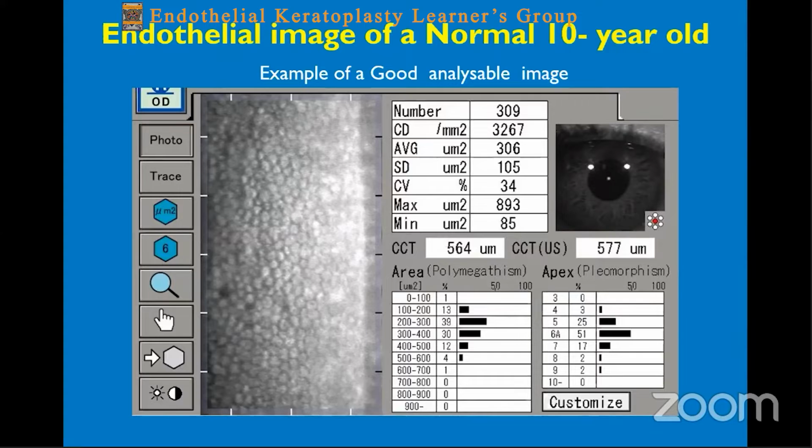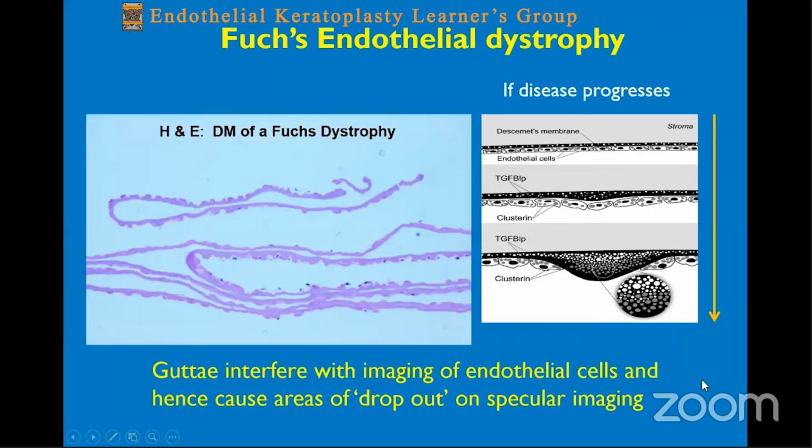This is one example of a good analyzable image of a 10-year-old. You can see that the cell boundaries are easily seen. So this image is analyzable, and whatever parameters are displayed are accurate parameters as per the image we see on the specular microscope.